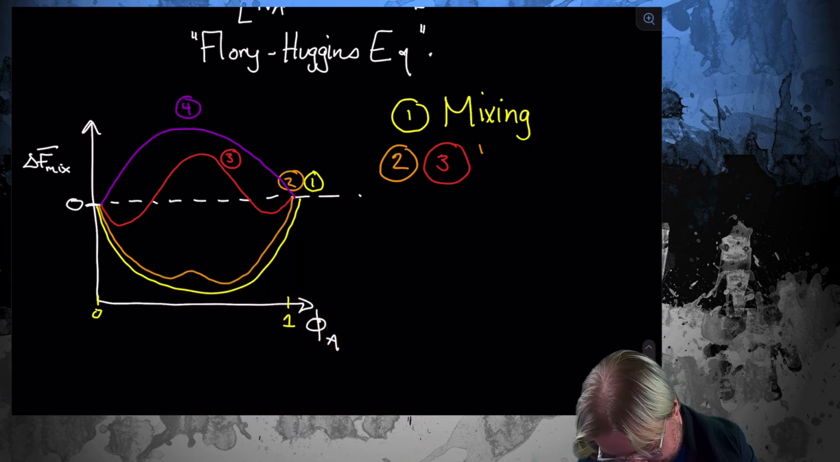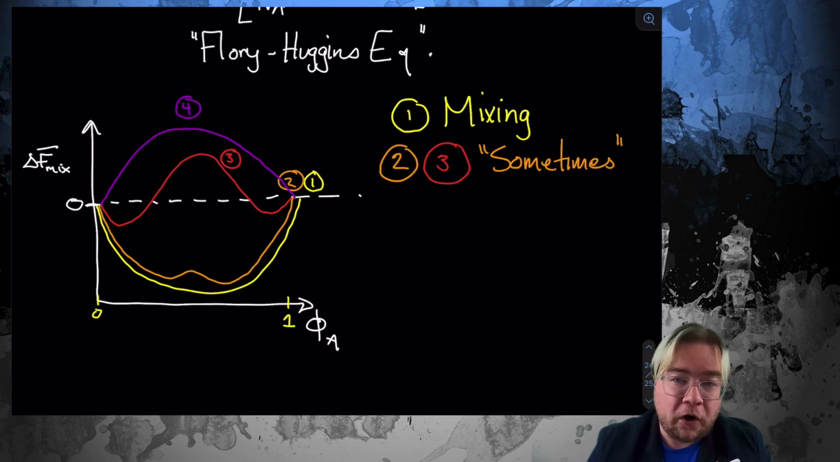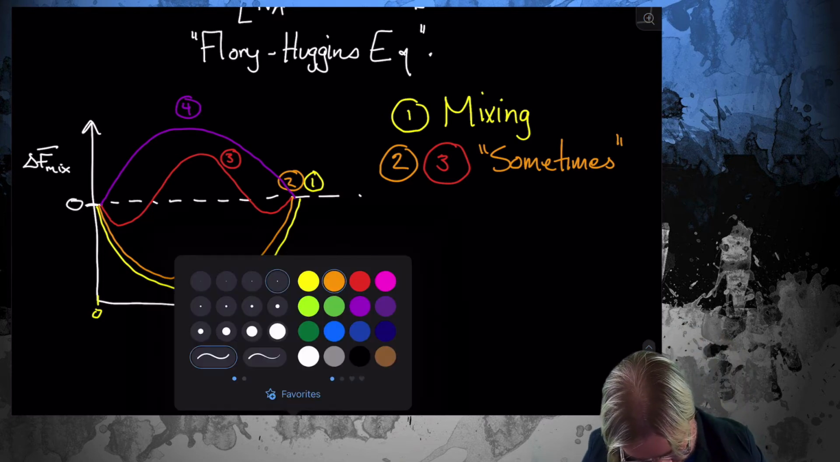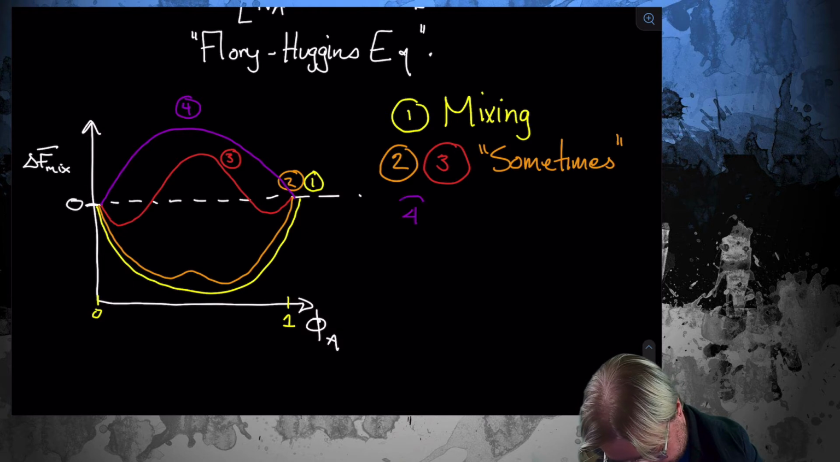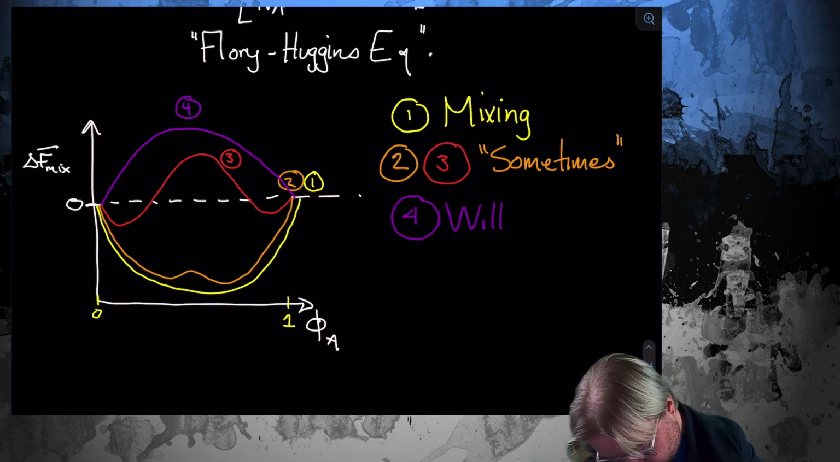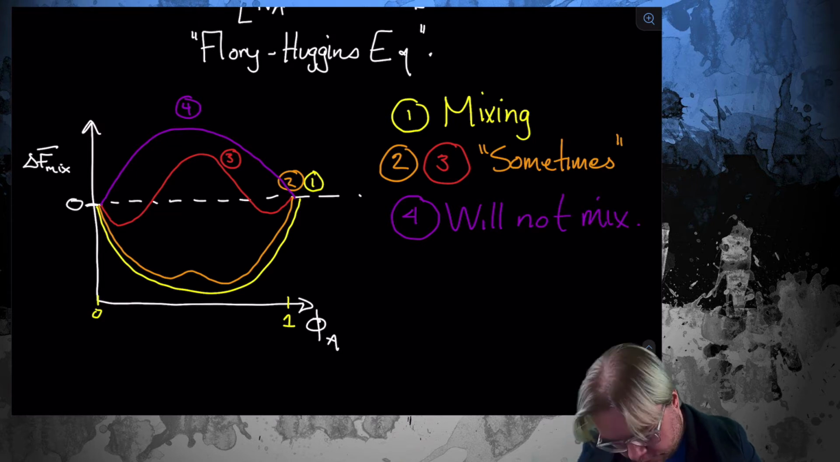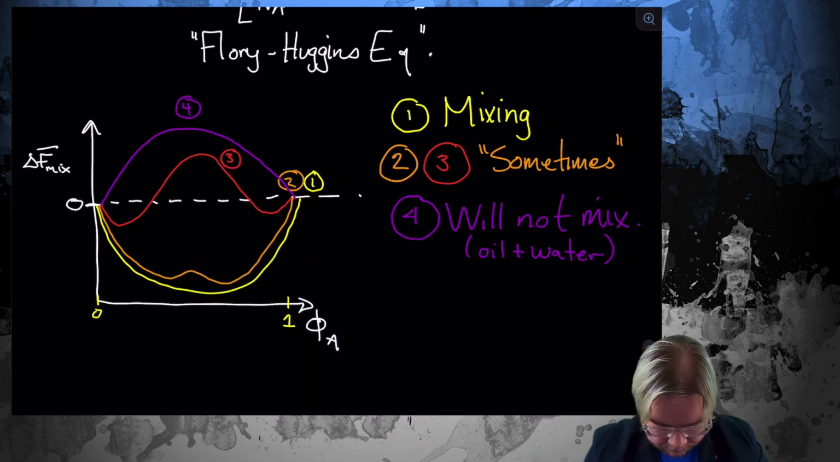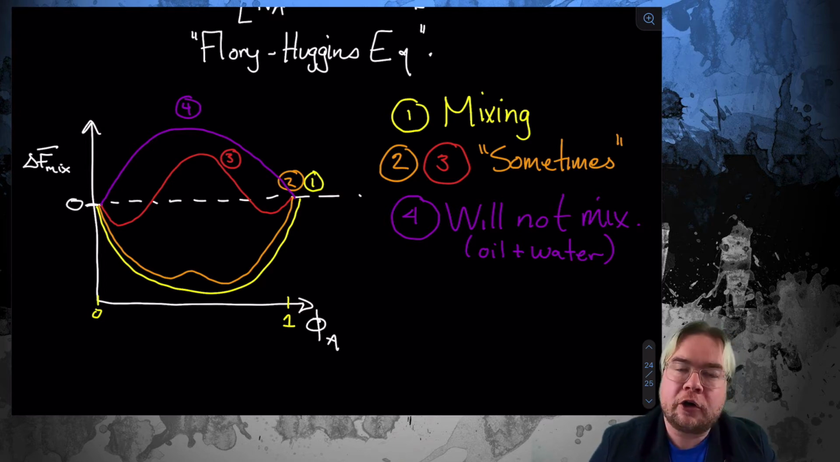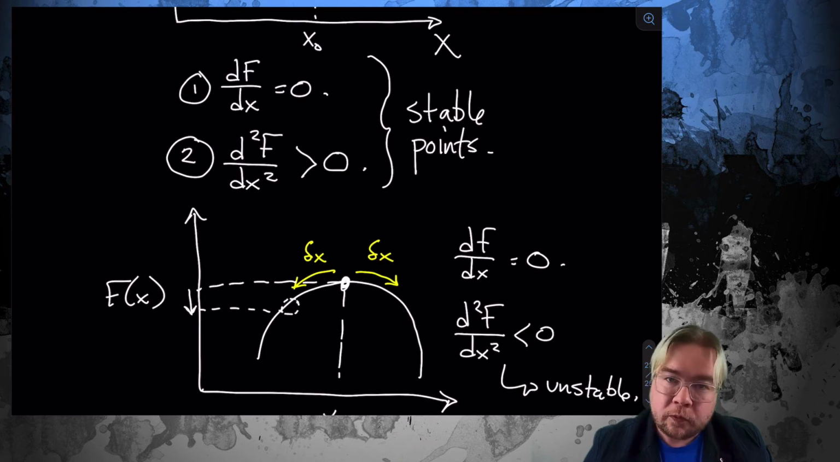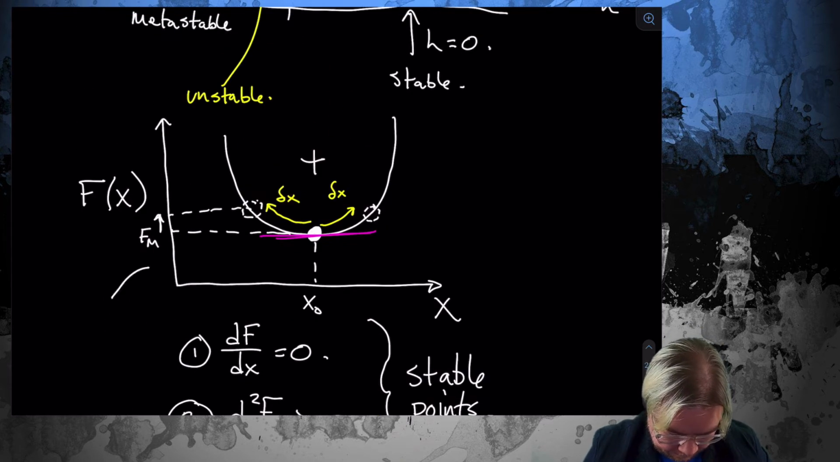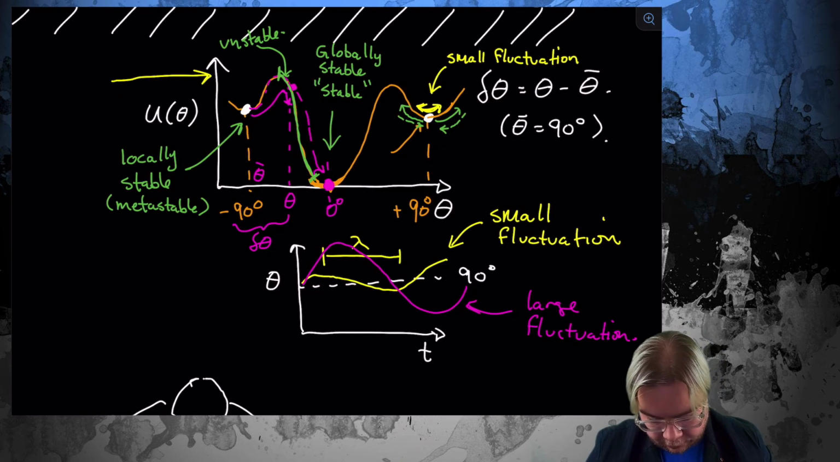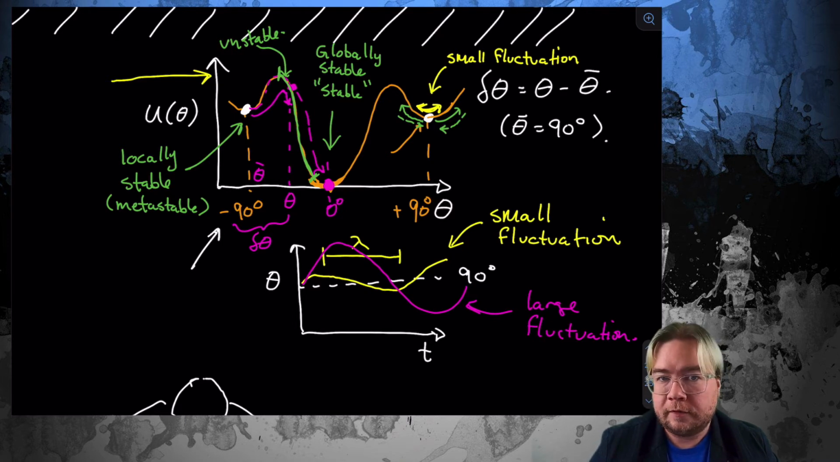Let's see. Sometimes they'll mix. It depends on volume fractions and things like that. And then finally for 4, the system will not mix ever, period. So if you want to imagine this, oil and water. You see that the shape of this curve, or these curves, have characteristics in common with this graph and with that graph. And actually they have characteristics in common with the graph that we drew for the block that was standing up.